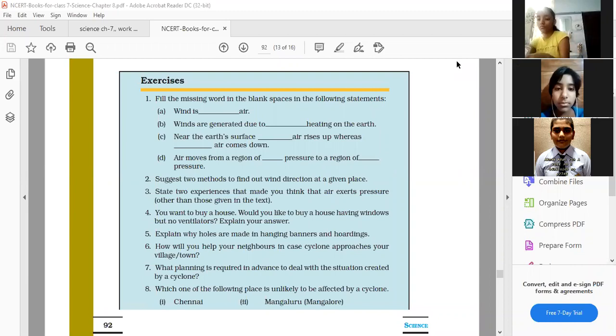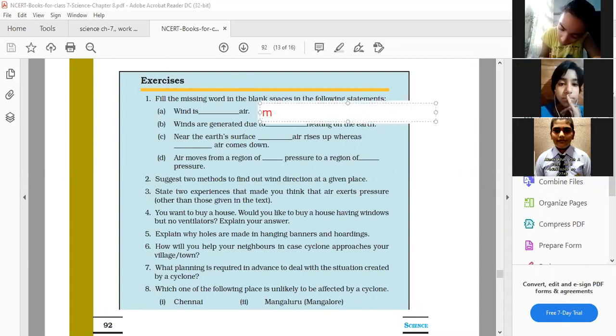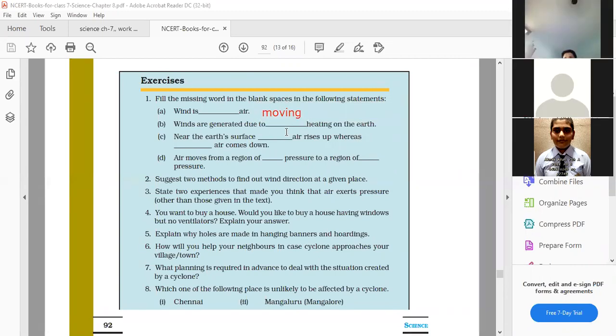So first is, wind is dash air. Yes, Davanya. Moving air. Wind is a moving air. Okay, so you can write down here, wind is a moving air. Children, you may write down. Kindly get ready with your pencils. Moving air. Mute yourself.